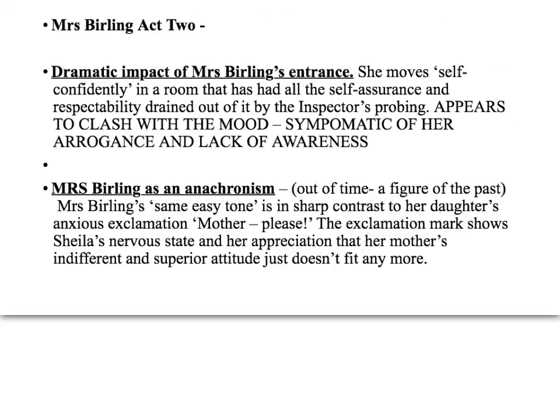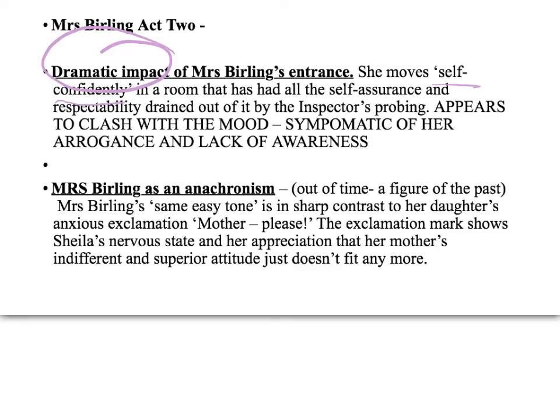Okay, Mrs. Birling in Act 2 then. Act 2 begins with, of course, Gerald and Sheila and the Inspector, and it's Mrs. Birling who enters into that when things have been made known, when we find out that Gerald is implicated in the death of Eva Smith. Now, Mrs. Birling's entrance in Act 2 is a dramatic one because, the stage directions say, she moves self-confidently into a room.